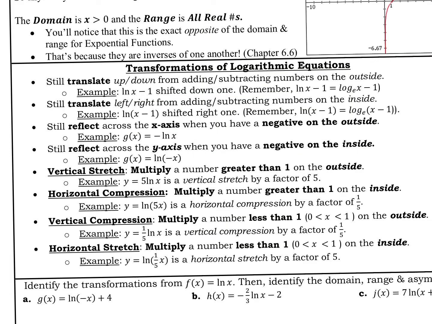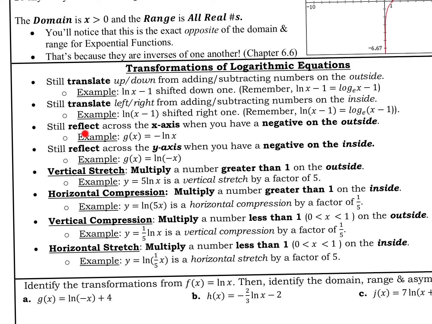In this section, I just kind of summarize the transformations of your logarithmic equations. We've done transformations from chapter 1 through, this is chapter 7 now, so they're all pretty much the same. Remember, if you're adding or subtracting on the outside, it'll go up or down. If you're adding or subtracting on the inside, look for parentheses. It'll go left or right. Remember, minus goes right, plus goes left.